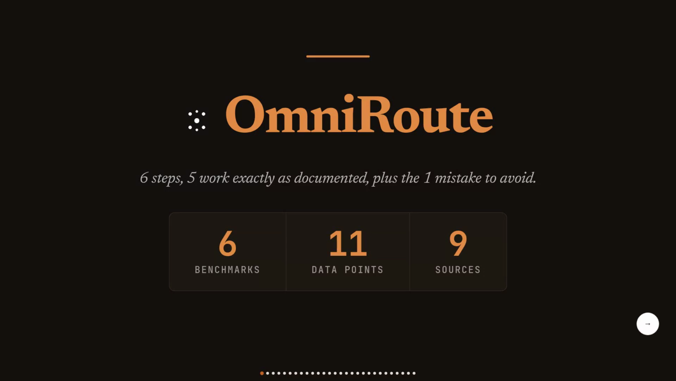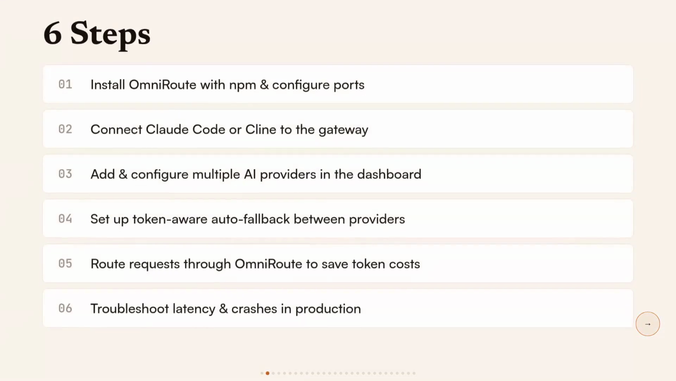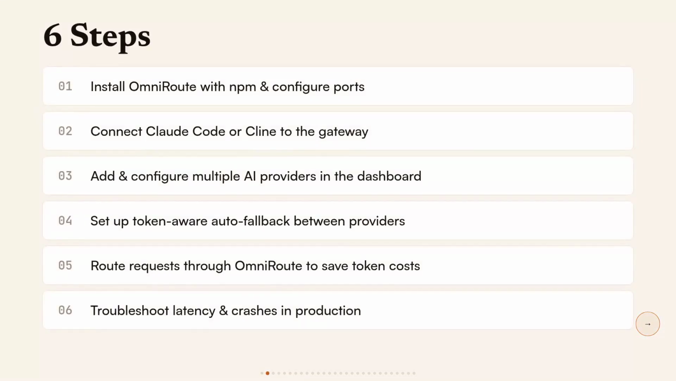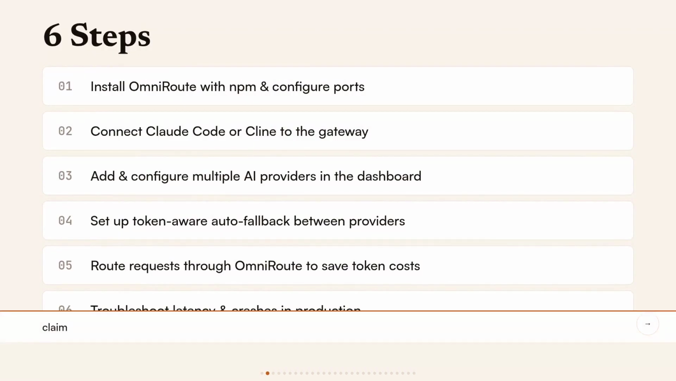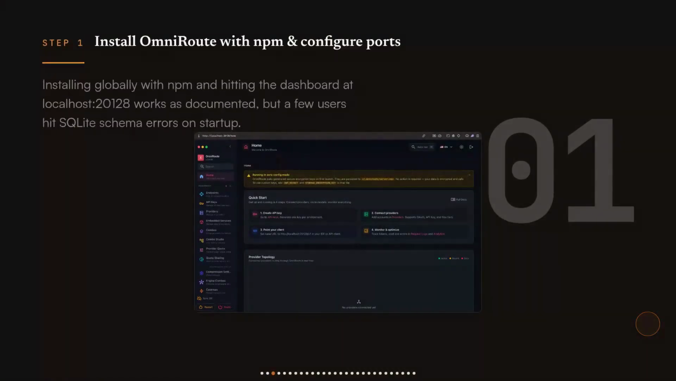OmniRoute and OpenCode together are being pitched as a genuinely free coding setup. One local gateway that routes any coding tool through multiple AI providers instead of paying for stacked subscriptions. I ran the setup against the vendor docs, the GitHub wiki, and real community reports across 6 steps. And the surprise is that 5 of them work exactly as advertised, while the 1 step nobody puts on the landing page is the one that actually breaks for people.